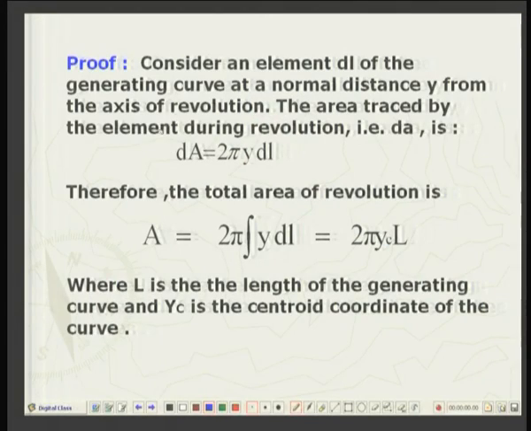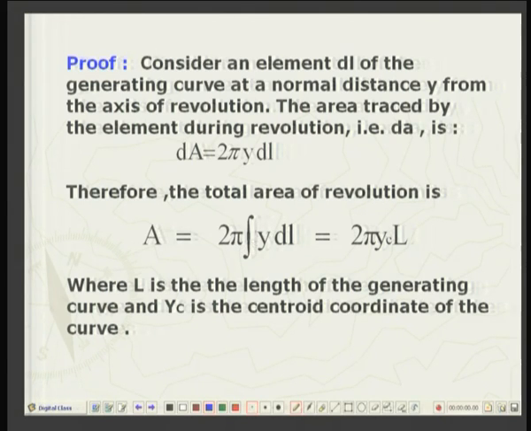So, the surface area of the ring shaped surface is equal to 2 pi y dl, and if we integrate it from end to end on the generating curve, then the total area so generated, A, is equal to 2 pi y dl in line integral.